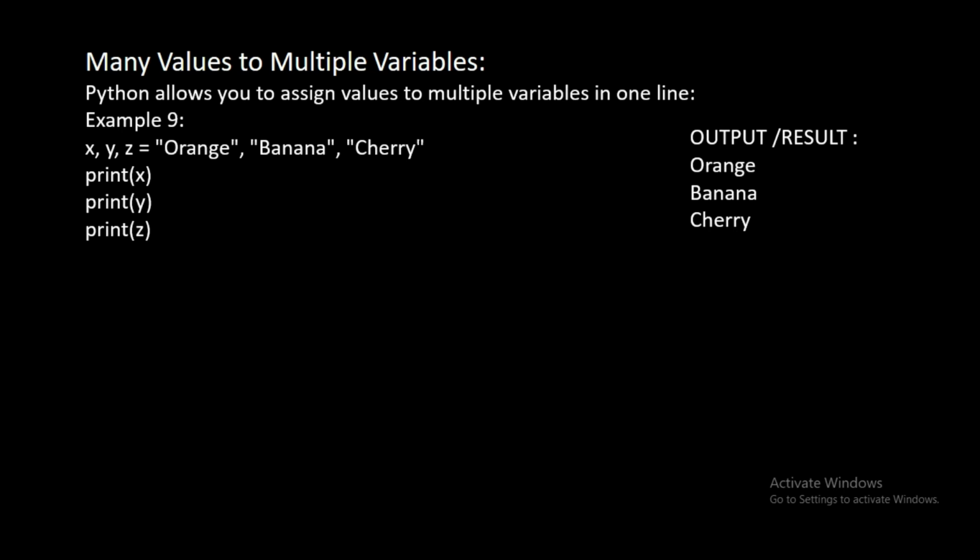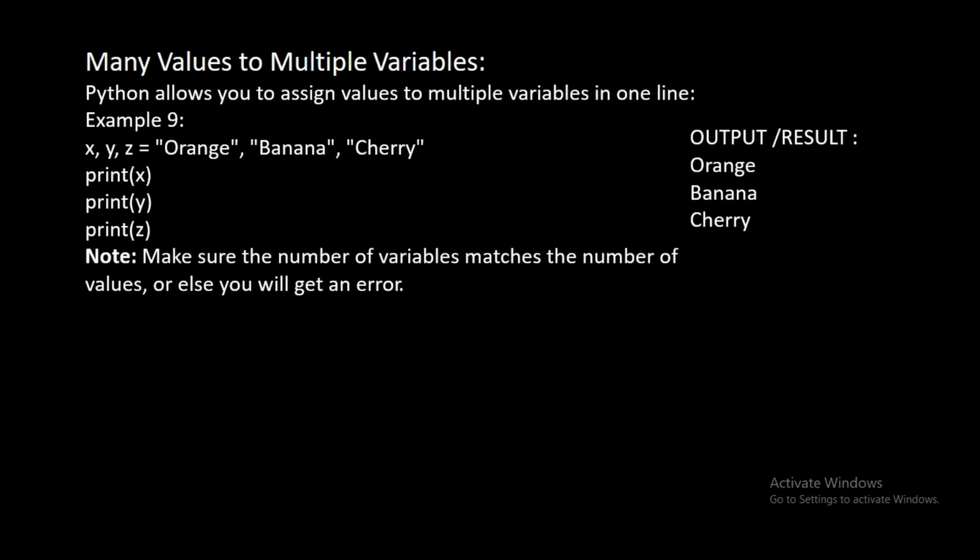What we are doing here is declaring all the variables in one line so that it would be easy to create variables. Note that you must make sure the number of values and the number of variables are the same. Like here you can see x, y, and z. Here we have three variables and three string values. If you declare here 2 and here 3, it will give you an error.